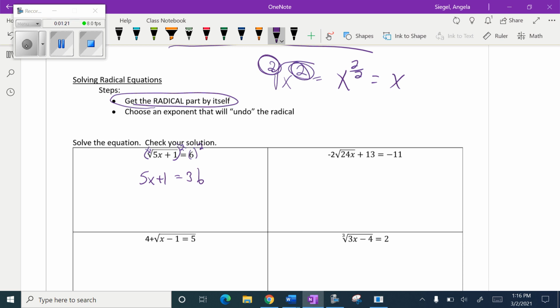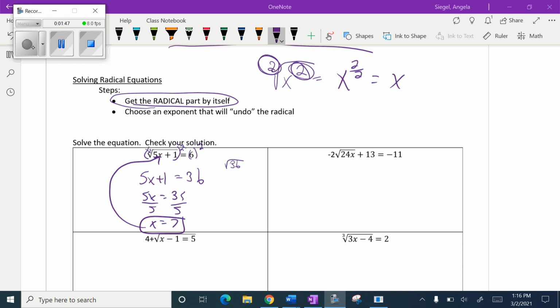From here, just basic algebra: subtract 1 and divide by 5. So x equals 7. Make sure that you always go and check your solution. 7 times 5 is 35 plus 1 is 36, and the square root of 36 is 6. So that works just fine.